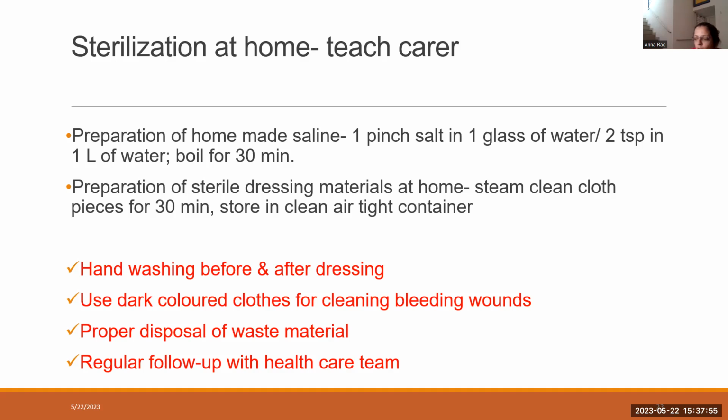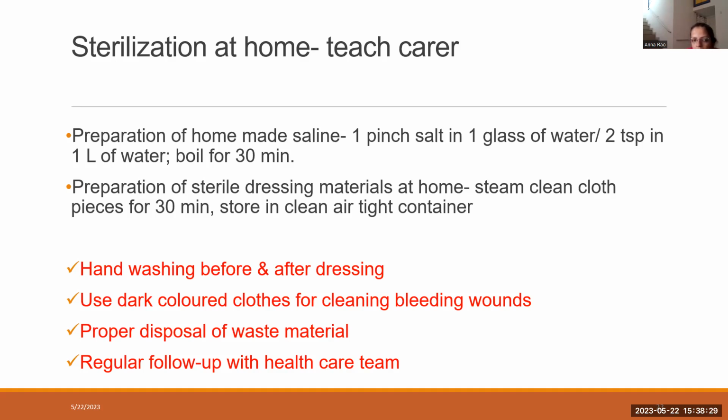How to empower the caretaker is very, very important, right? So last time also we had discussed this, how to prepare a normal saline solution and how to prepare sterile dressing material at home, right? So this is again a revision slide, and here the patient is having bleeding, right?